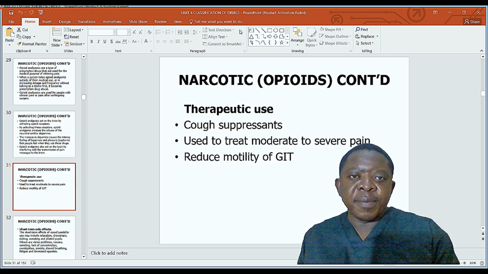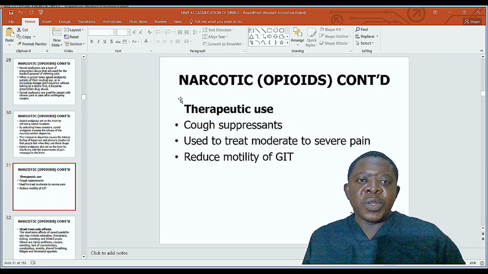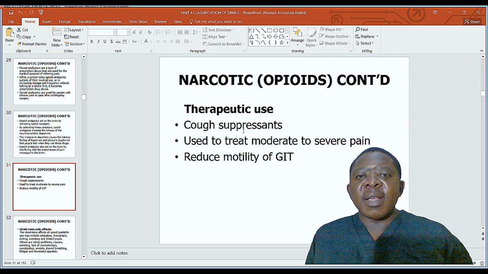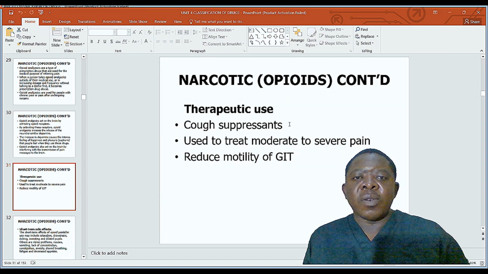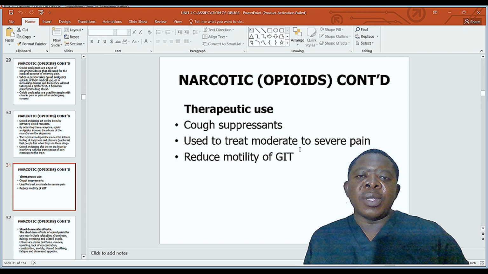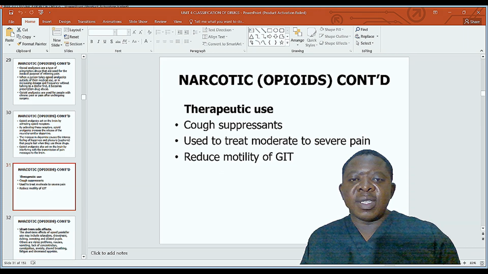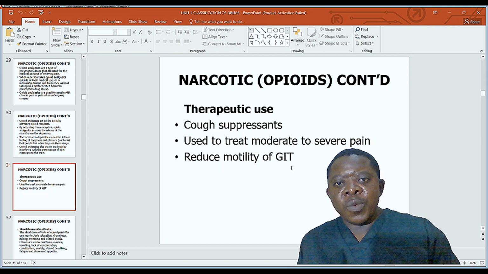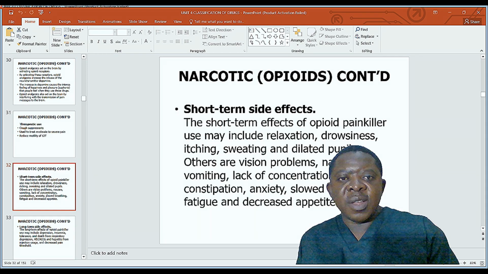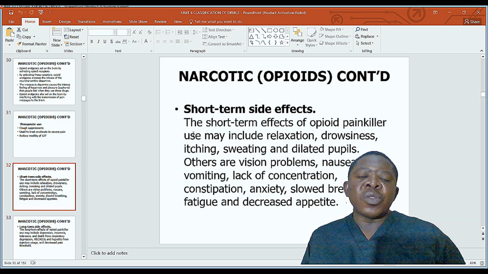Okay, the therapeutic use: codeine is used as a cough suppressant, also used to treat moderate to severe pain, and also used to reduce motility of the gastrointestinal tract. So they may cause constipation.